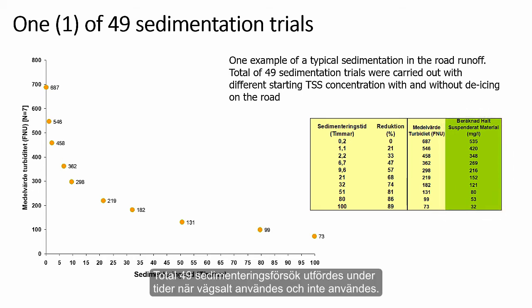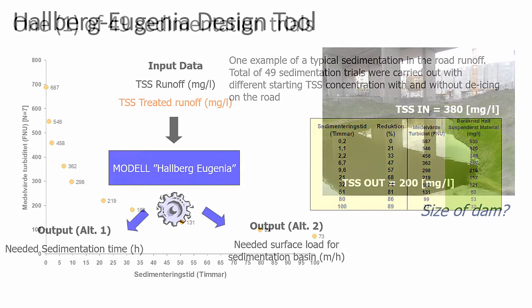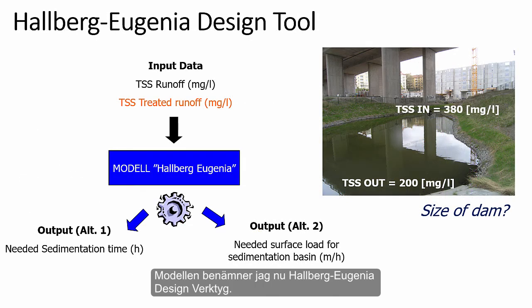A total of 49 trials were carried out with de-icing and without de-icing. That is during winter time and summertime in the catchment area. Based on these trials, I made a design tool or an empirical model. The design tool or model I labeled the Hallberg-Eugenia design tool.